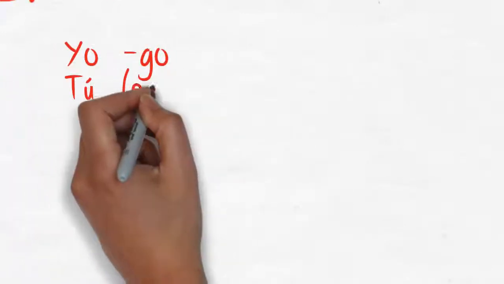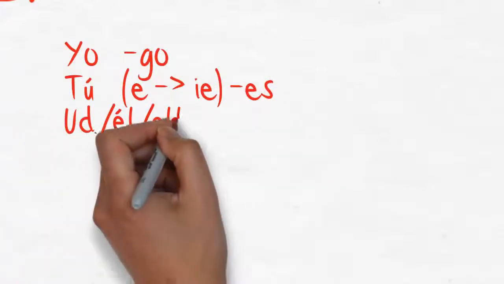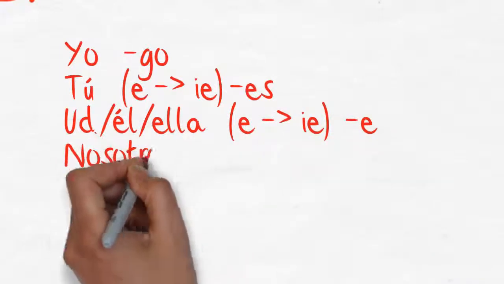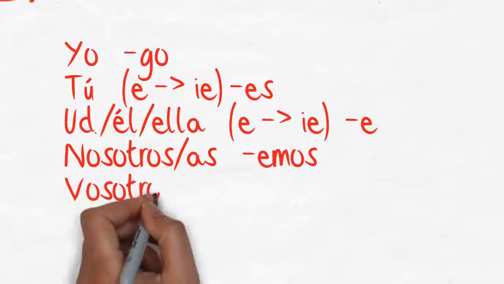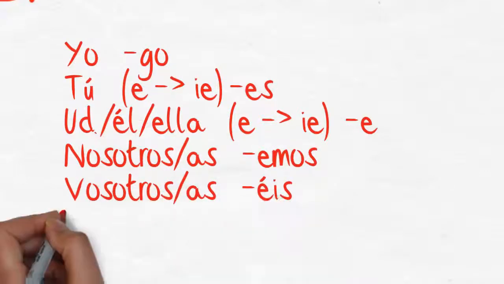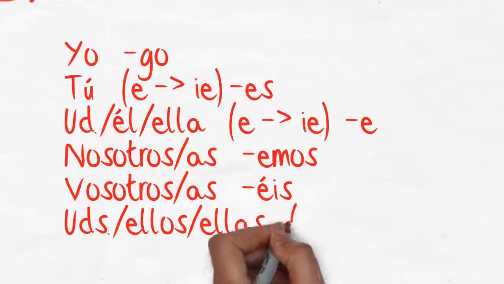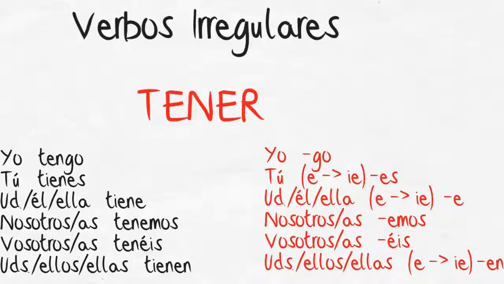So these are the changes that we make. Yo, with ending O, but we add the G. For tú, E changed to IE, and the ending is S. Usted, él, ella, also E changed to IE, and ends in E. Nosotros, nosotras, emos. Vosotros, vosotras, éis. Ustedes, ellos, ellas, E to IE, and the ending N.